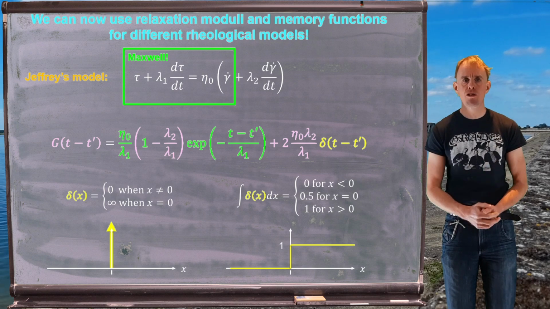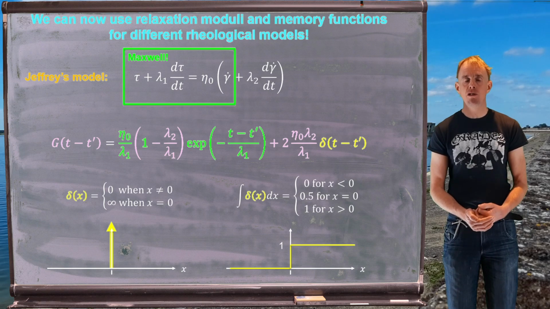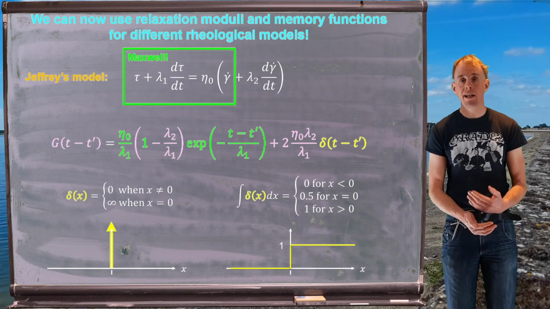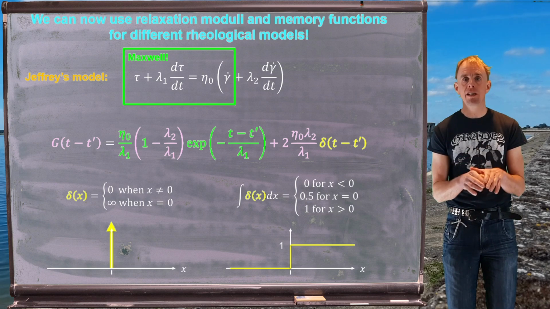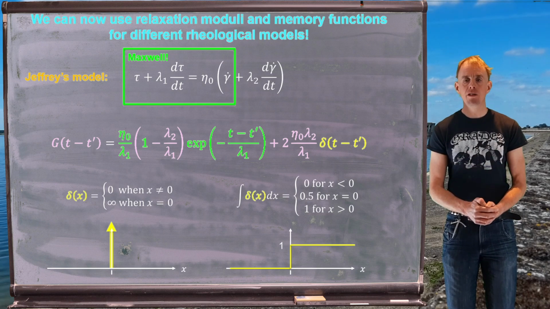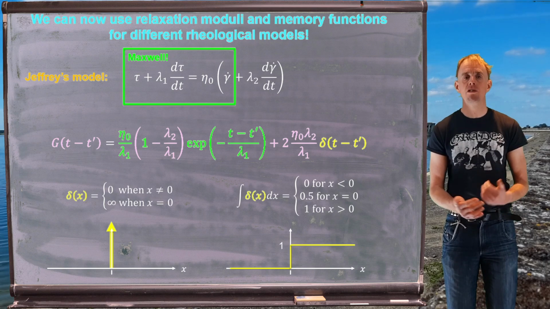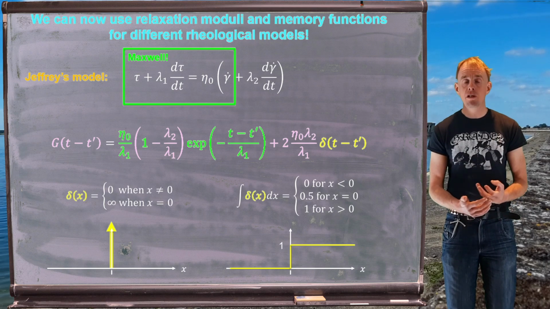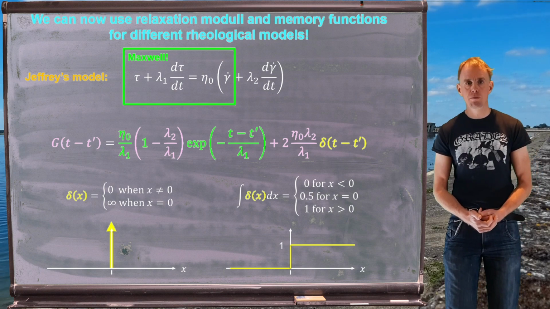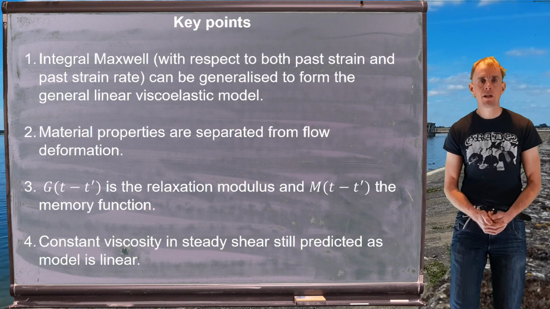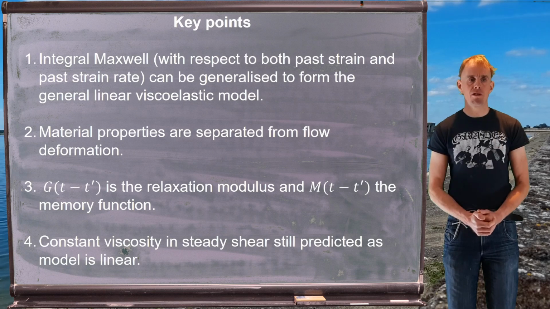And if you look in the literature, you'll find lots of different formulations of both relaxation moduli and memory functions, all of which can be used in the generalized linear viscoelastic model. And so it gives you a range of choices in order to describe the linear viscoelastic response of a material with respect to past time. So let's recap a few key points.